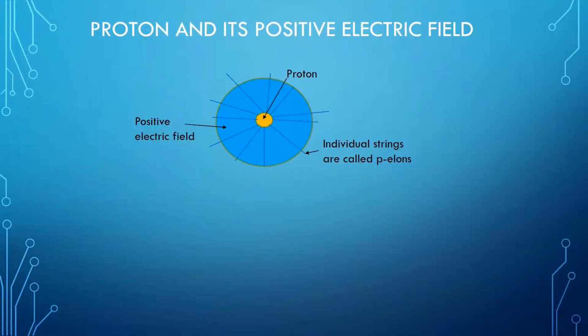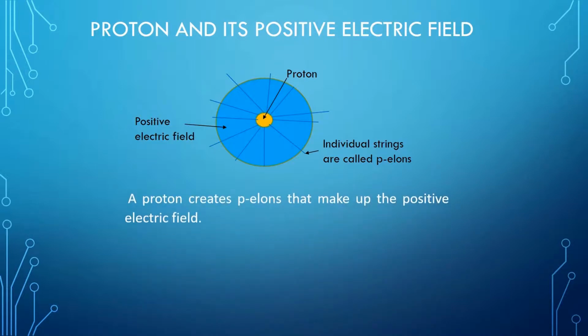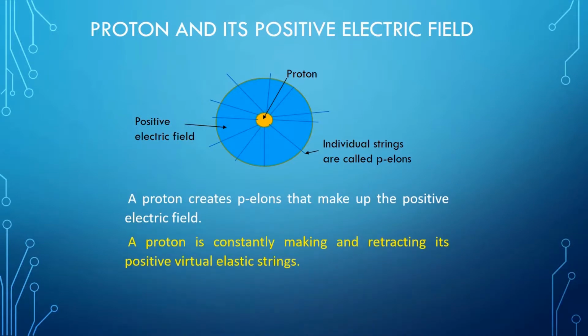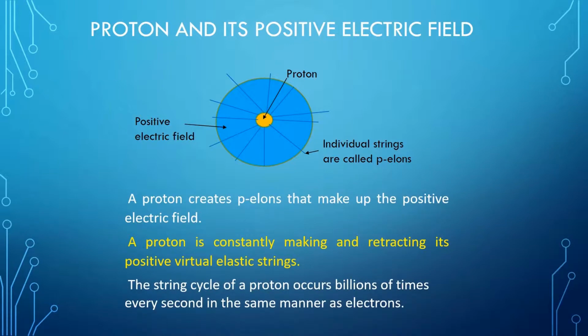Now let's examine the force fields of a proton. A proton is a particle that emits a positive electric field. The field is actually created by quarks inside the proton. I'll come back to the origin of the proton's electric fields when I discuss quarks. A proton creates p-elons that make up the positive electric field. A proton is constantly making and retracting its positive virtual elastic strings. The string cycle of a proton occurs billions of times every second in the same manner as electrons.